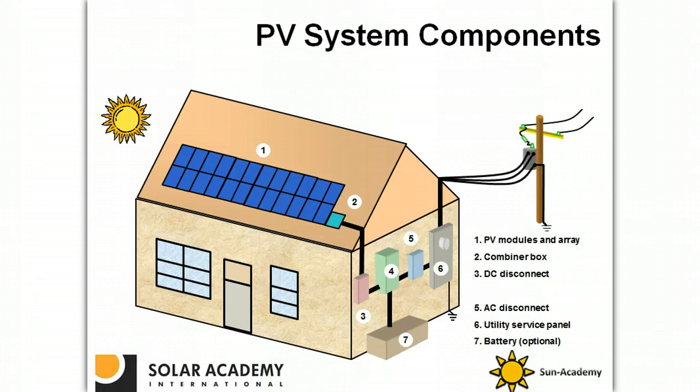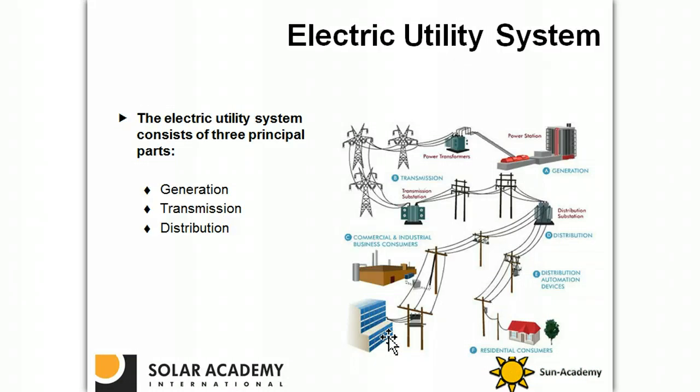There are many components in a PV system. The major system components are shown in the following diagram. Here you can see the PV modules and array, a combiner box, a DC disconnect, an AC disconnect, a utility service panel, and batteries. These are the basic components in a PV system.